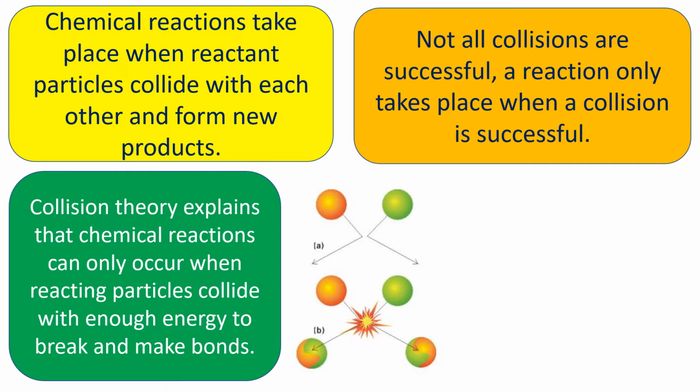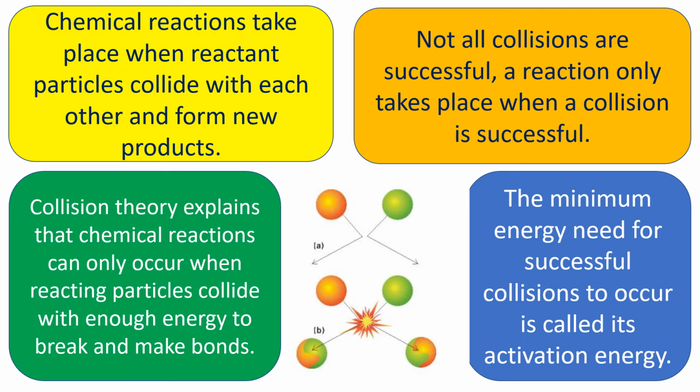Well, collision theory, which is a very posh way of saying our ideas about particles bumping into each other, explains that chemical reactions can only occur when reacting particles collide with enough energy to break any existing bonds and to make new bonds. We've got to make something new. If these particles just gently tap into each other, nothing's going to happen. They've got to collide with enough energy that something will actually happen.